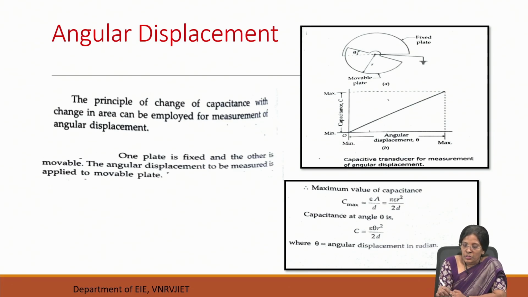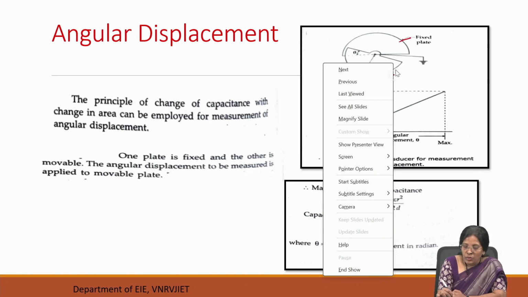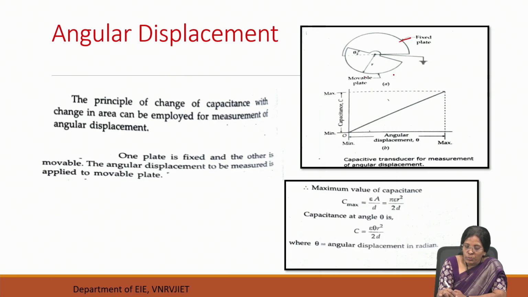In angular displacement, here we can see the arrangement. One plate is a fixed plate and another plate is a mobile plate. When this mobile plate is moving towards this direction, it is occupying more place, so the overlapping area is maximum. When the overlapping area is maximum, the capacitance is maximum. Now, when the overlapping area is minimum, the capacitance is minimum.